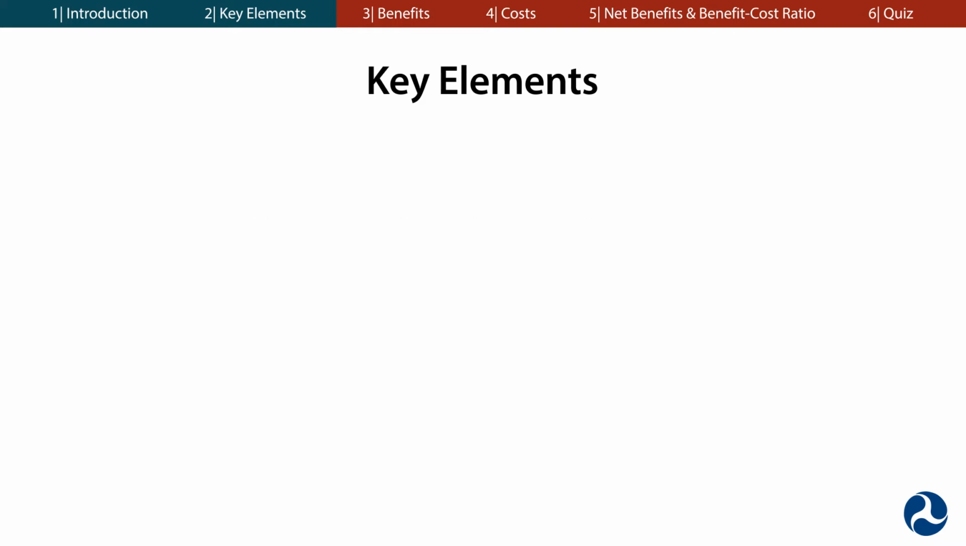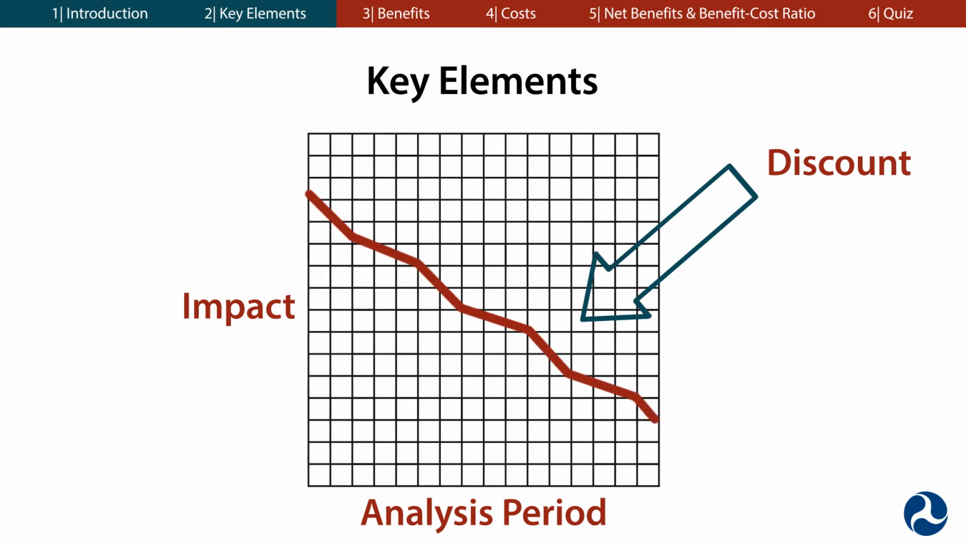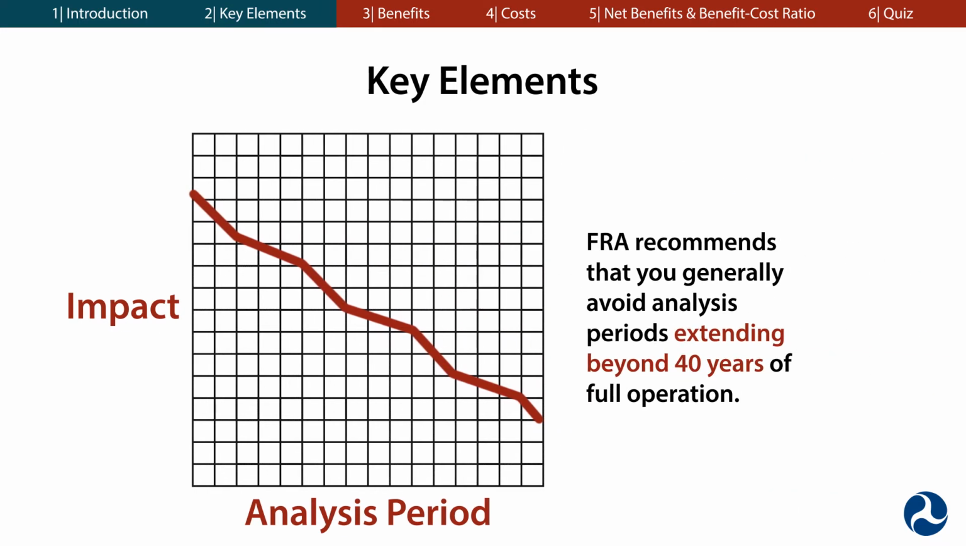However, in a BCA, each subsequent year is discounted more heavily than the previous year, and thus, each subsequent year is increasingly unlikely to impact the overall findings of the analysis. For these reasons, FRA recommends that you generally avoid analysis periods extending beyond 40 years of full operation.